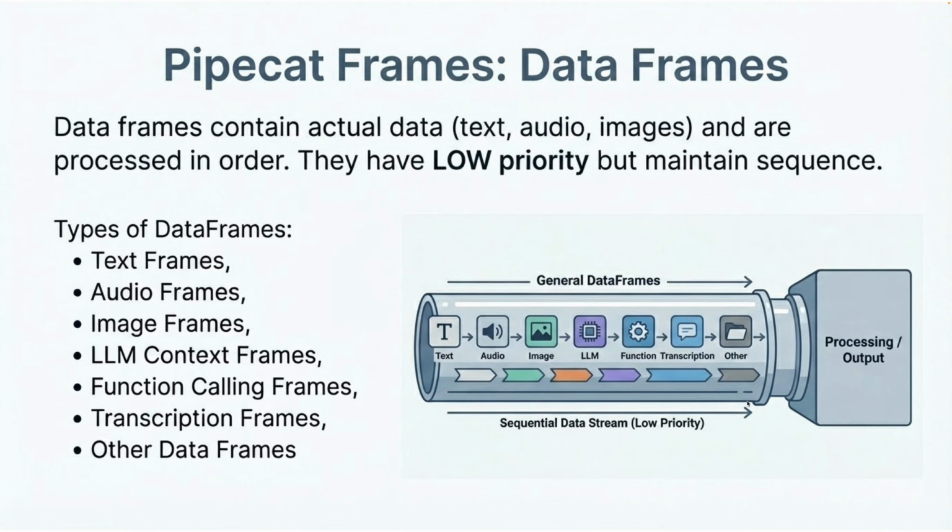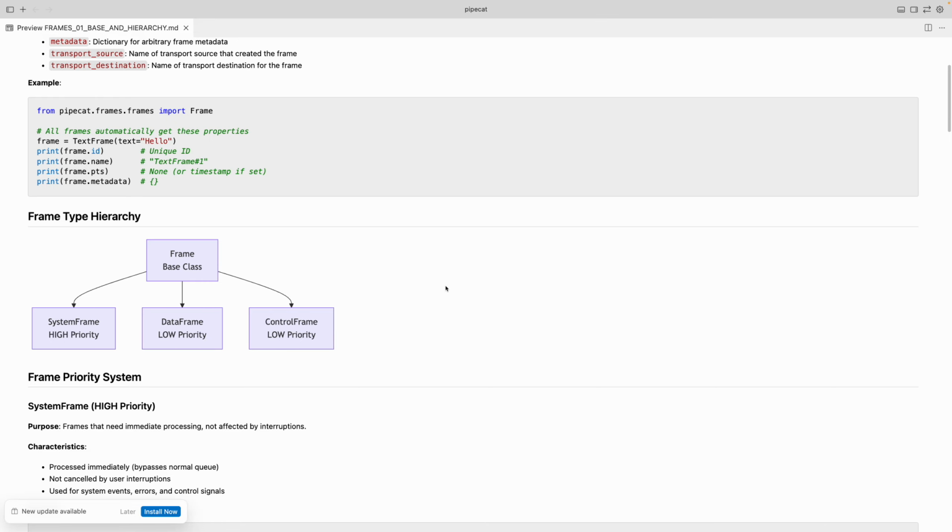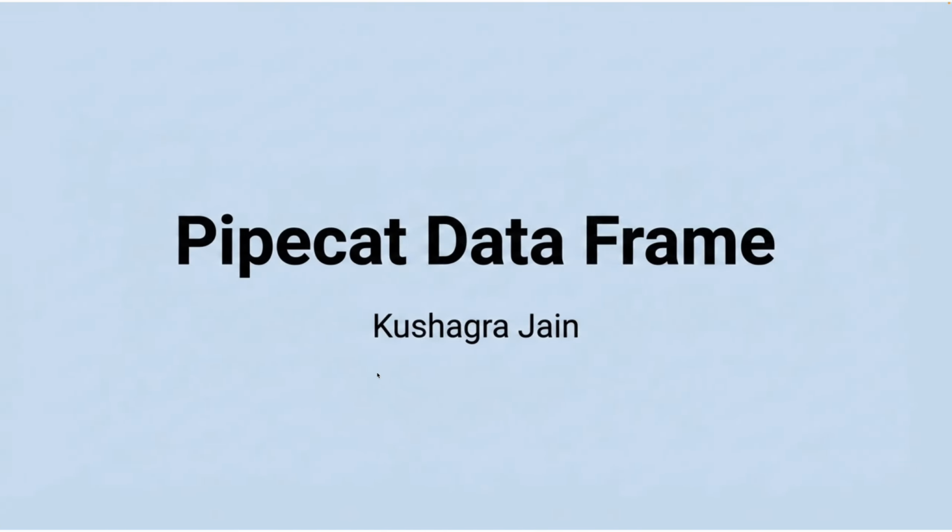I will just be showcasing one diagram which we saw in the previous video. We have frame as a base class, then we have system frame, data frame, and control frame. System frame is the highest priority, and data frame and control frame are the low priority ones. So today we are going to be talking about the data frame. Let's get right into it.